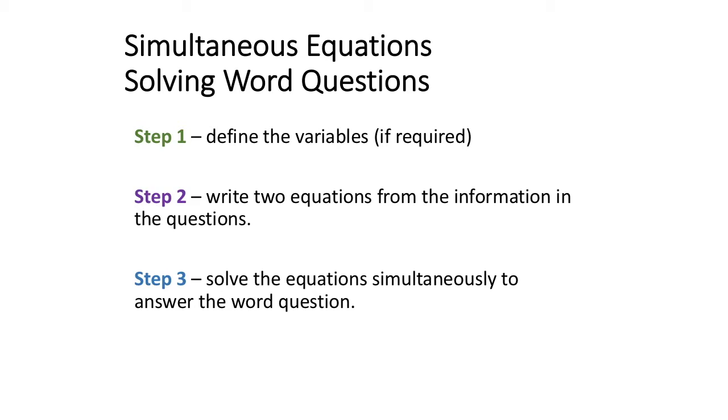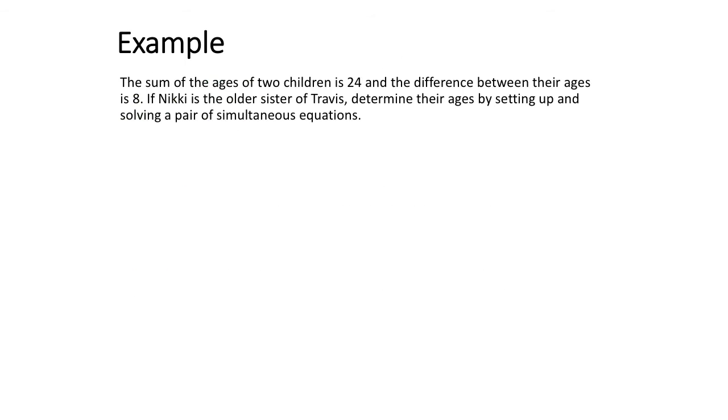So let's have a look at an example of how we can use simultaneous equations to be able to solve a word problem. In the example, the sum of the ages of two children is 24, and the difference between their ages is 8. If Nikki is the older sister of Travis, determine their ages by setting up and solving a pair of simultaneous equations. So the first thing we're going to do is define the two variables, Nikki's age and Travis's age. So x can be Nikki's age and y can be Travis's age.